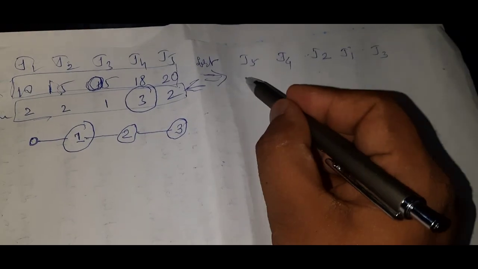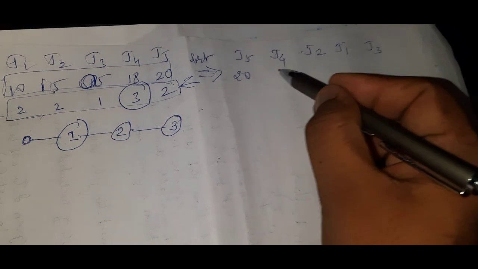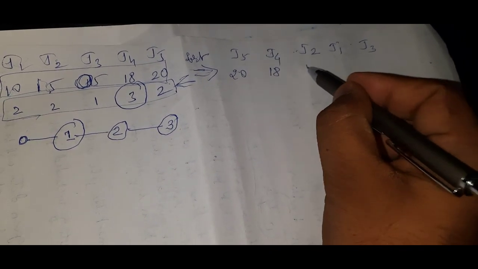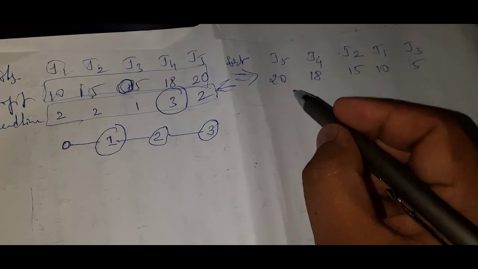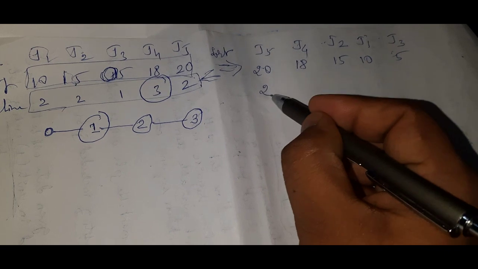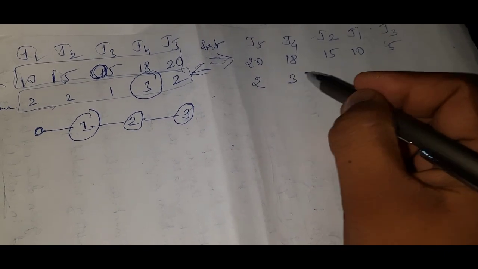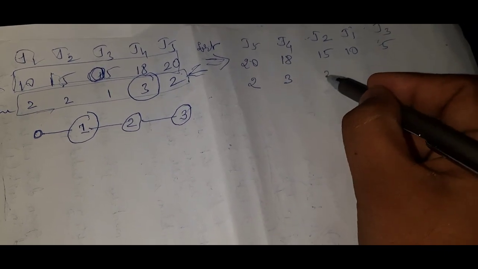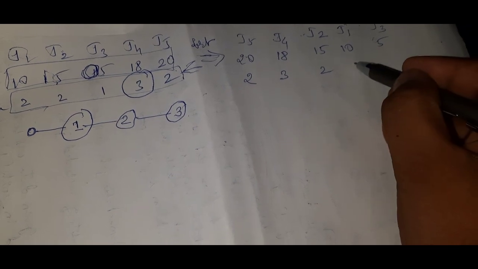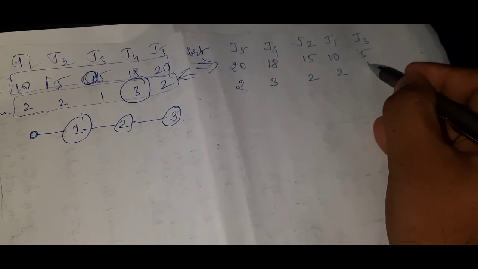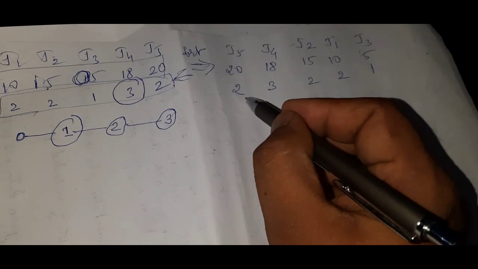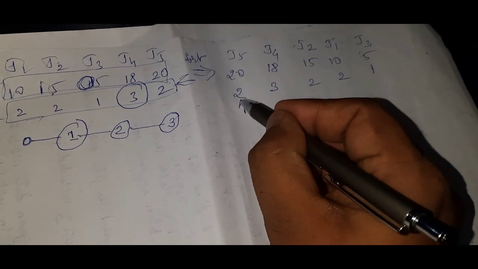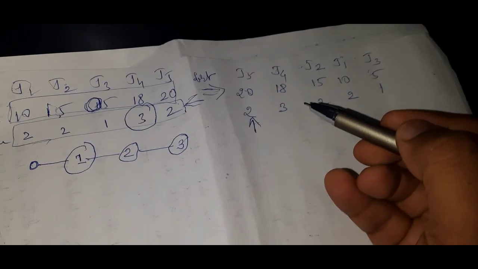And the respective profits are 20, 18, 15, 10, and 5. I'll write the deadlines along with that. J5 is 2, J4 is 3, J2 is 2, J1 is also 2, and lastly J3 is 1. Now after this, first I'll always consider the job with the highest profit.